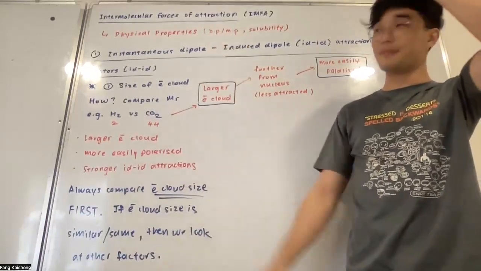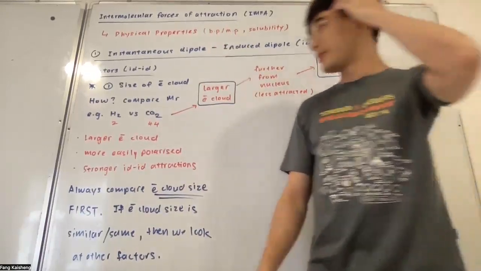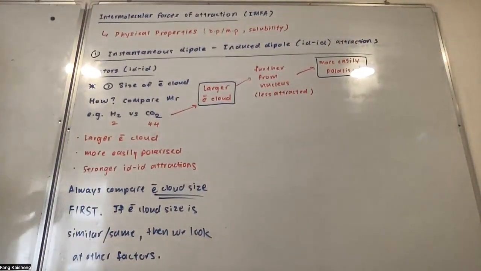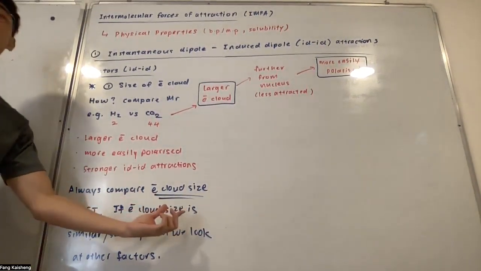ID, or whatever that's coming. Okay, we have a total of 3 interactions. It's just going to get stronger and stronger. We start off with the weakest one. Okay, no matter what, you must always compare electron cloud size first.